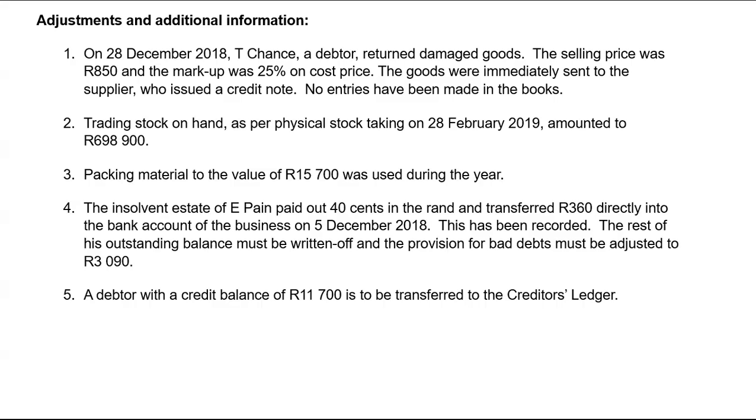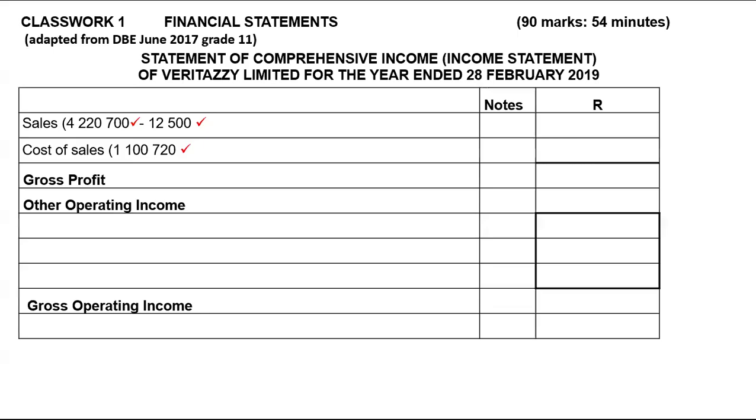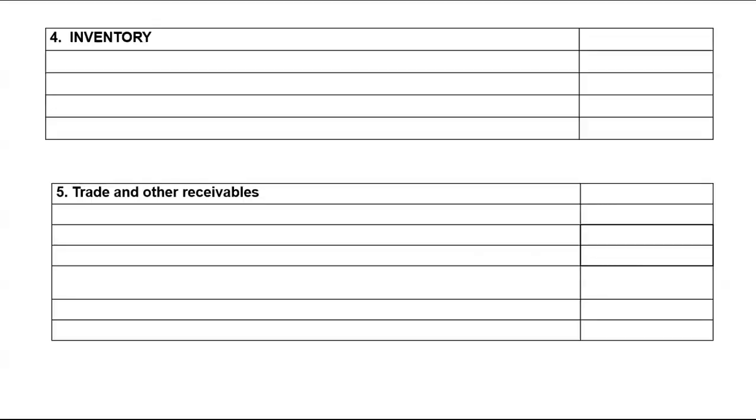I will start with that 850. The 850 qualifies to be debtors allowances. That is because the debtor returned goods. Debtors allowances reduces sales. So I will take that 850 and subtract it from sales. At the same time, it reduces what the debtor owes us. We will therefore subtract that 850 from trade debtors.